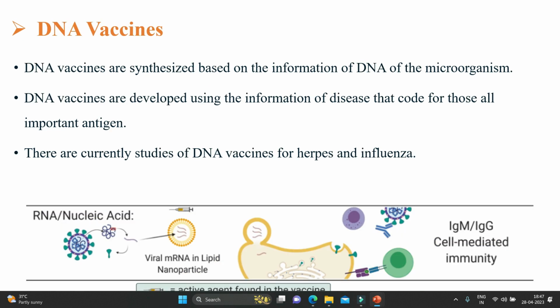DNA vaccines. DNA vaccines are synthesized based on the DNA information of microorganisms. DNA vaccines are developed using the information of the disease-causing germ that codes for those all-important antigens. There are currently studies for DNA vaccines for herpes and influenza. Recombinant vaccines.